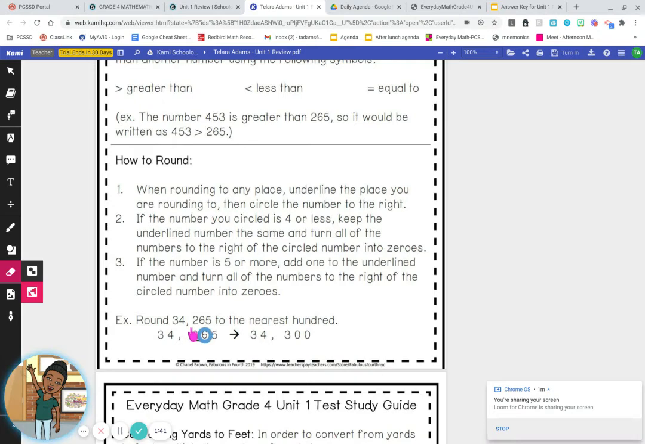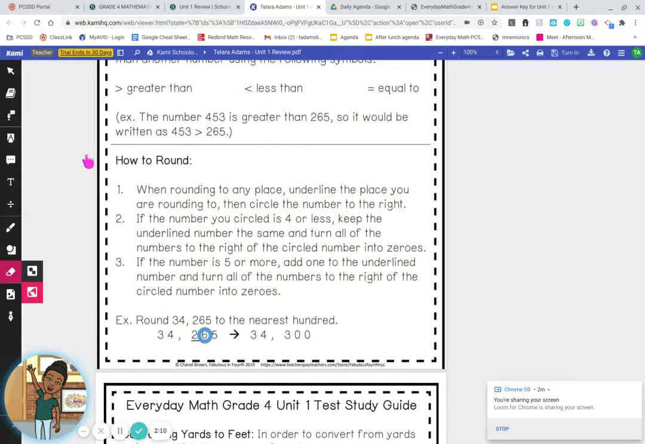We're going to round 34,265 to the nearest hundred. Here's the hundred place, where the 2 is. Let's look at the neighbor, 6. It's 5 or more, it's higher than 5, so we are going to raise the score in the hundreds place value. Our number is now 34,300.